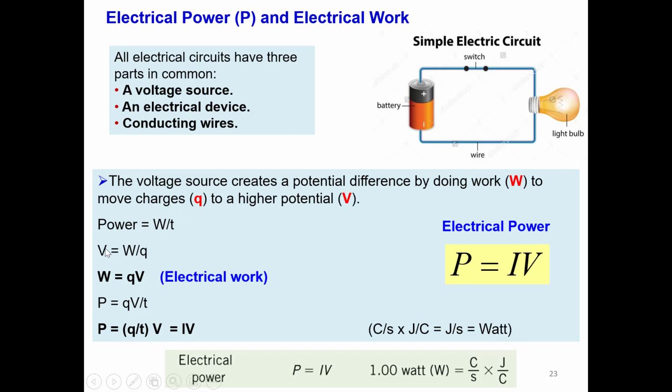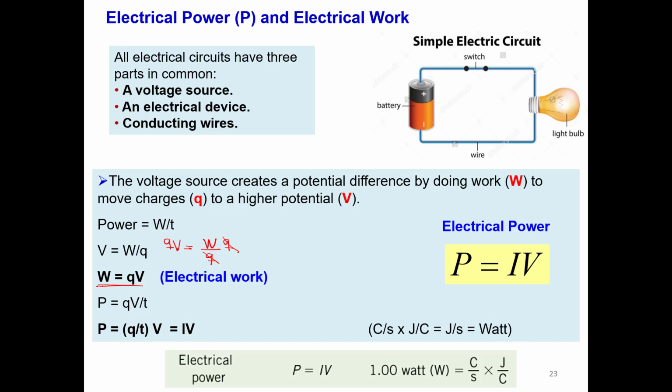Then we know also the voltage can be defined as how much work is needed to move the charge in the electric field of the other charge. Yes? This is the definition of voltage. Then we know voltage equals work per charge, and we can multiply on both sides by charge. This cancels out and we get this equation: work equals charge times voltage, and this is the electrical work. We can calculate the electrical work if we multiply the charge times voltage.